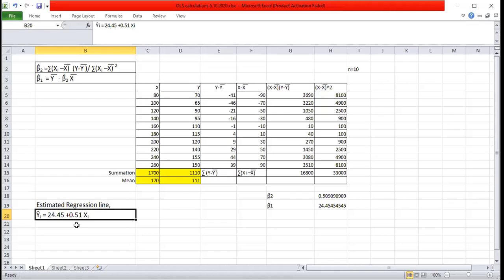Like in our example, consumer expenditure and income. John Maynard Keynes says if income increases, consumer expenditure increases. If income increases by $1, consumer expenditure increases by less than $1. And then I asked, what do you call it? MPC, marginal propensity to consume. And the intercept, what do you call it? Autonomous consumption. Even if income is zero, how much do people consume.